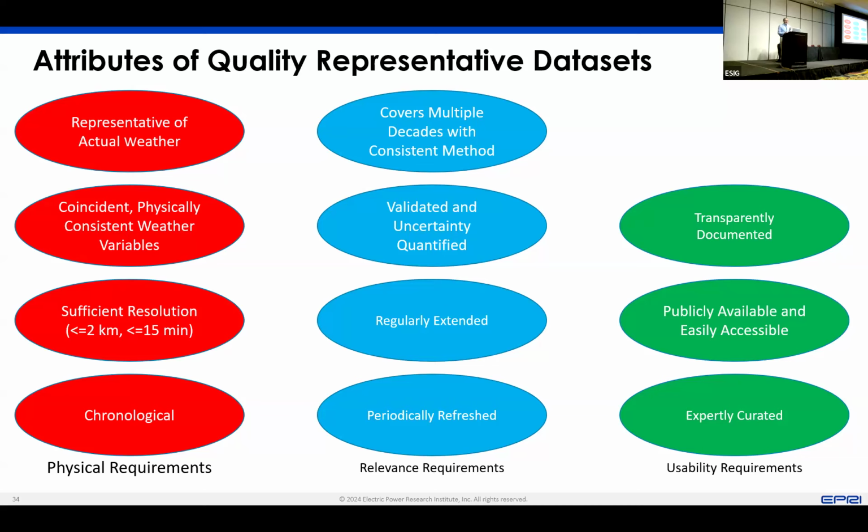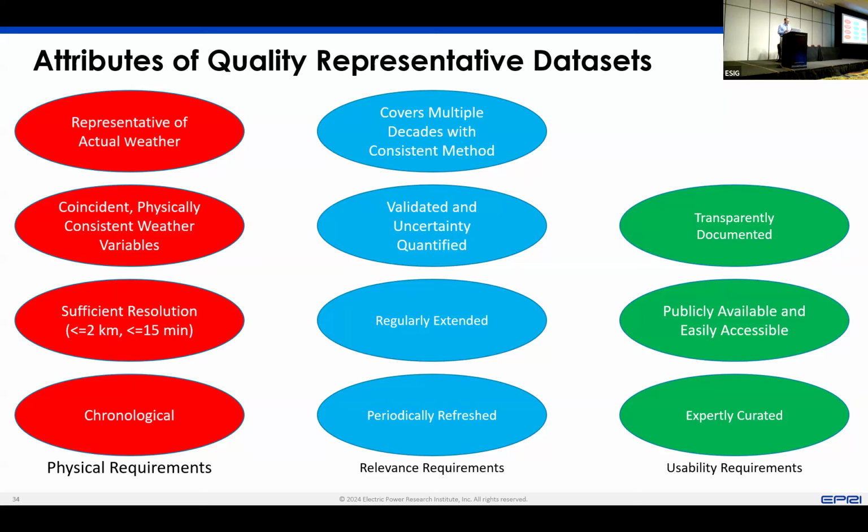So they need to be representative of actual weather, that's obvious. They need to be coincident and physically consistent. So John talked about this a little bit with, for instance, NSRDB, which is a data set that provides the state of the art for solar, but it sits on its own in that it's just produced for solar. So if you put another data set on top of it, you may not necessarily have that coincidence.